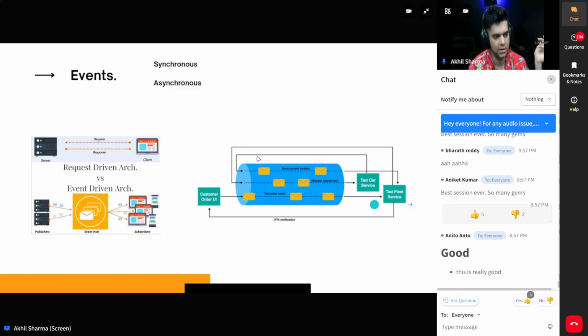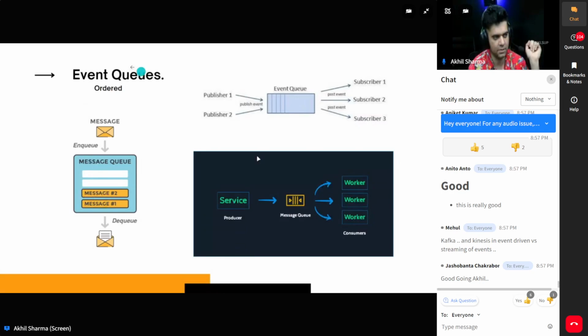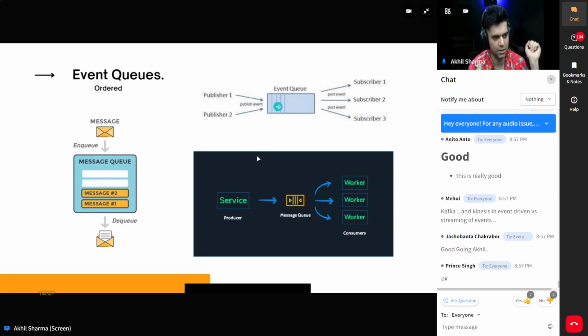So here, you can see you have events flowing through a stream, which again we'll discuss in a while. Events happen through two things: queues and streams. So with queues, you get ordered data. You can keep publishing information in a queue, and then you get all that ordered data. You can keep subscribing to it.